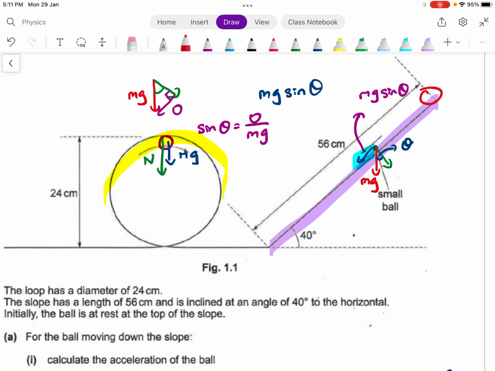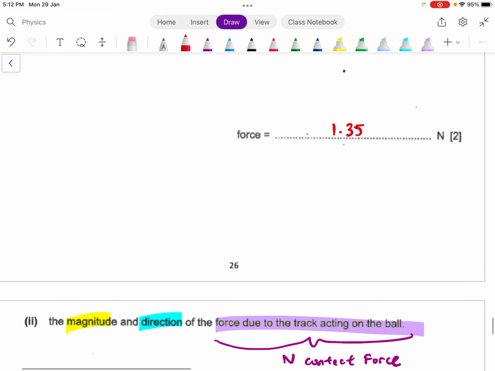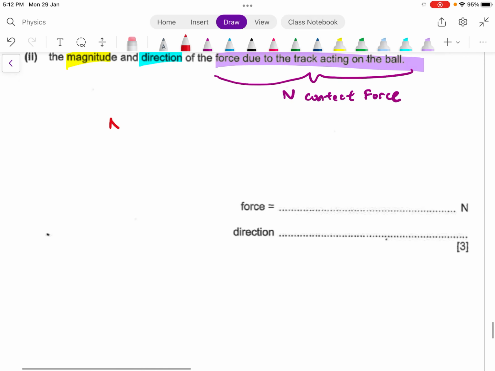Okay, so with this, we must understand that the centripetal force is the normal contact force plus the weight. Since I know my centripetal force as calculated previously, I also know my weight already, so I can determine my normal contact force. So let's do the calculation together. Okay, so normal contact force plus weight will give you centripetal force. So centripetal force is 1.35.